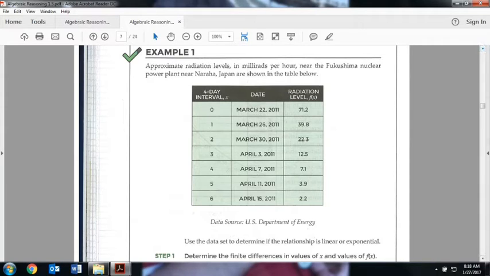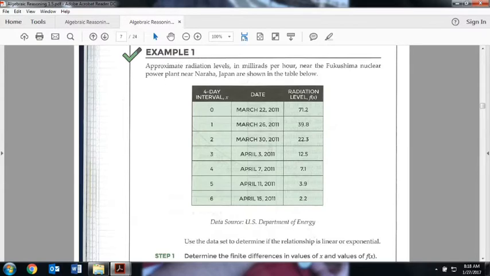Okay, this is chapter 1.5, example 1. Approximate radiation levels in millirads per hour, that's just how you measure radiation, near the Fukushima nuclear power plant in Nara, Japan, are shown in the table below. If you remember the name Fukushima, that was the power plant that almost went critical a few years ago when the tidal wave came in. But here we go. Use the data set to determine if the relationship is linear or exponential.